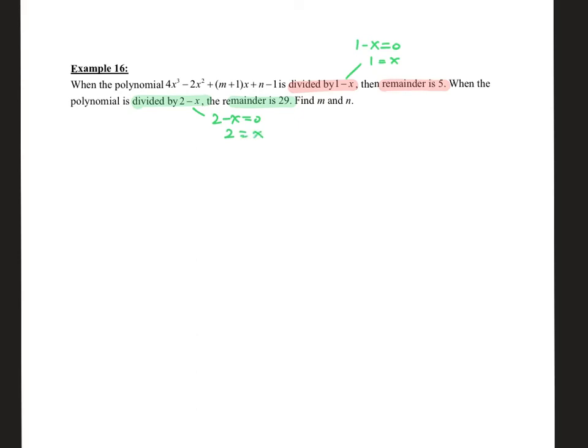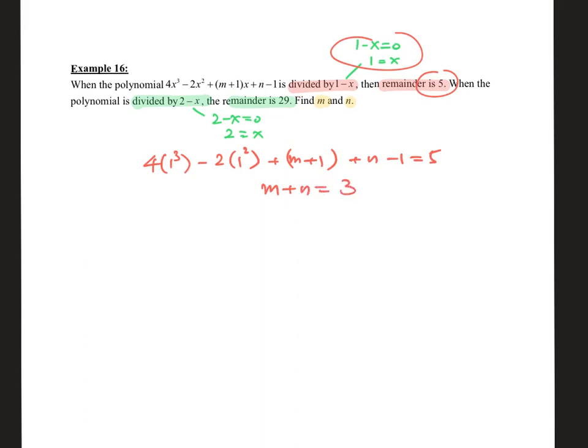Secondly, can you see that you are going to find two unknowns, m and n? So that's why you need to set up two equations in order to solve it. In the first one, maybe I put in red, put x is 1, remainder is 5. So that's why 4 times 1 cube minus 2 times 1 square plus m plus 1 times 1 plus n minus 1 equal to 5. This is the situation you have. After simplification, check whether you obtain the outcome m plus n is equal to 3, which is called equation 1.